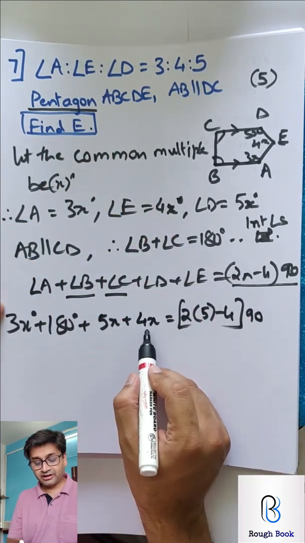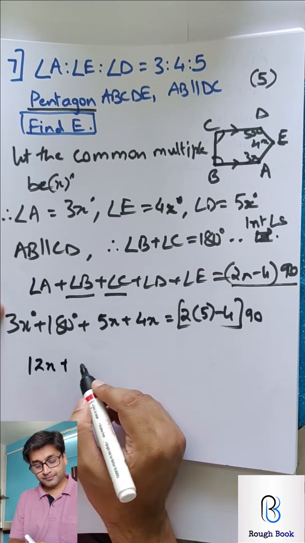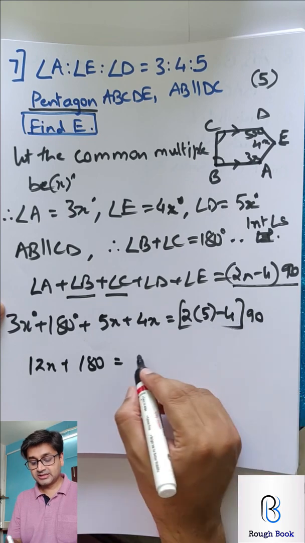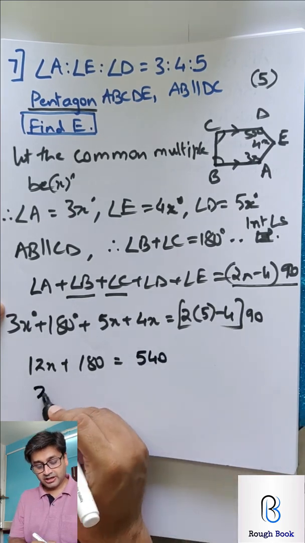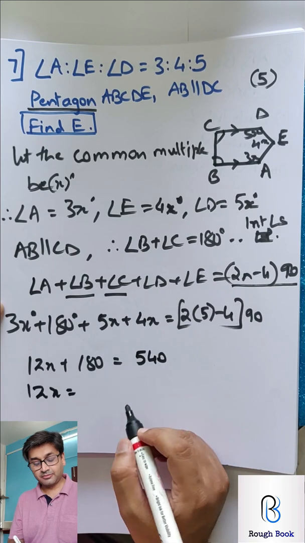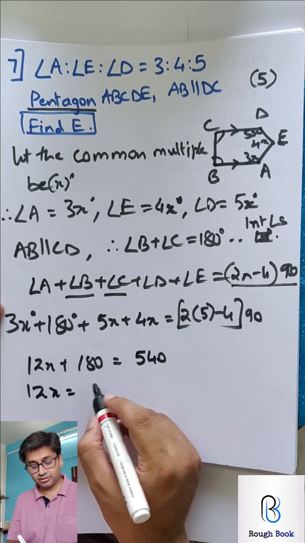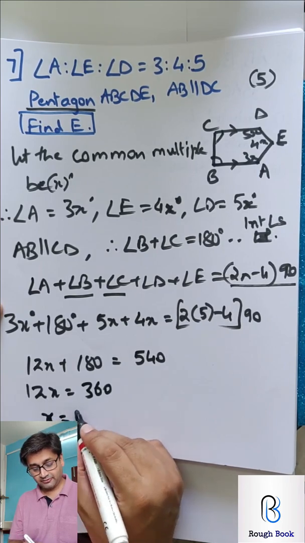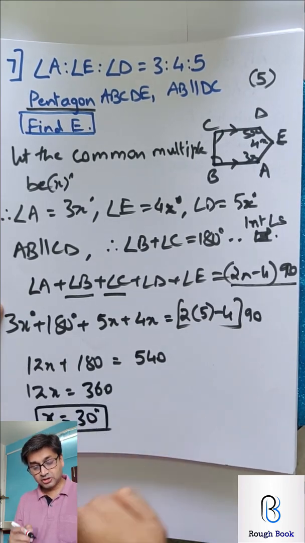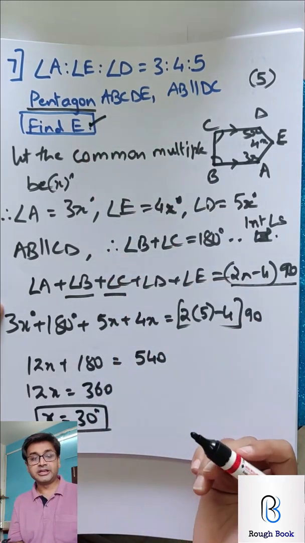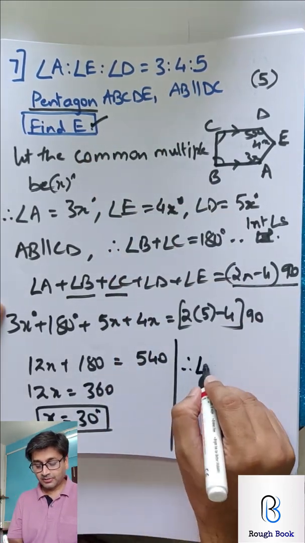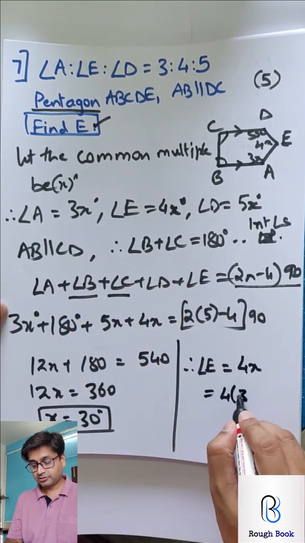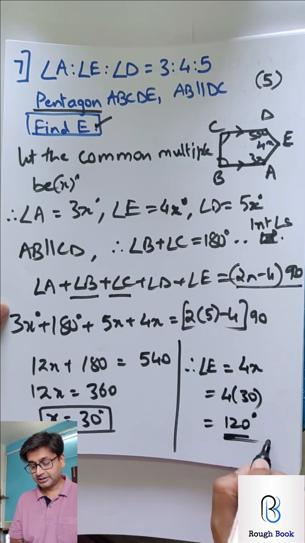Come on, hit it. 5 plus 4, 9 plus 3, 12x plus 180. 5 2s are 10, 10 minus 4, 6, 6 into 9, 540. So I get 12x, 540 minus 180. So how much will be that? 360. So my x becomes what? 360 by 12, that is 30. X is not my target. My target is find E. So therefore angle E, how much is that? 4x. So 4 into 30, 120 degrees.